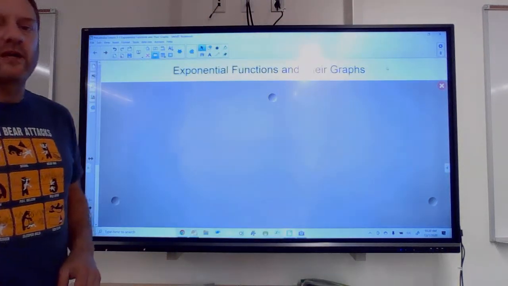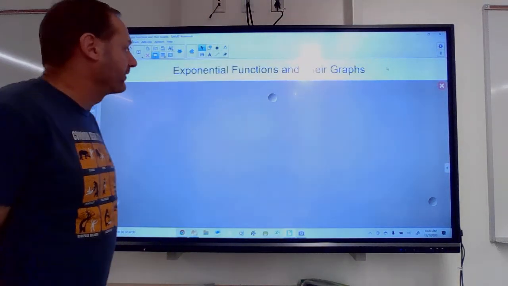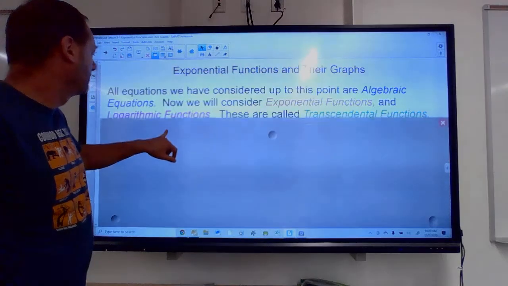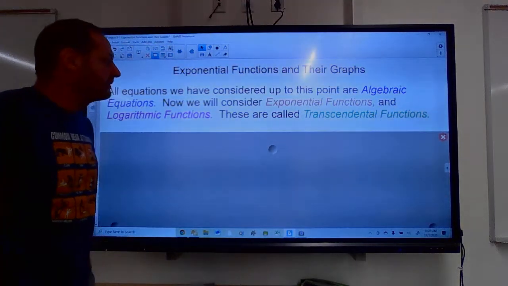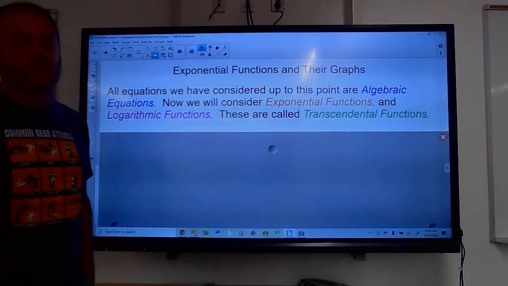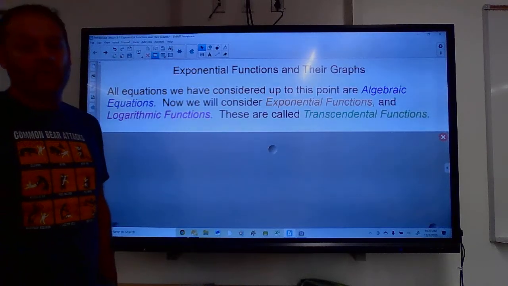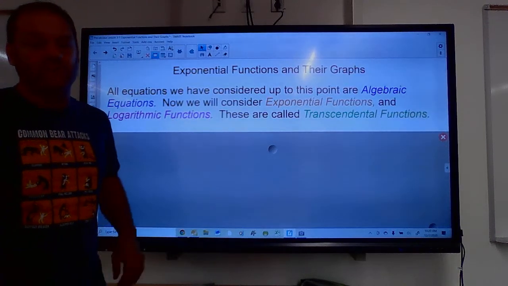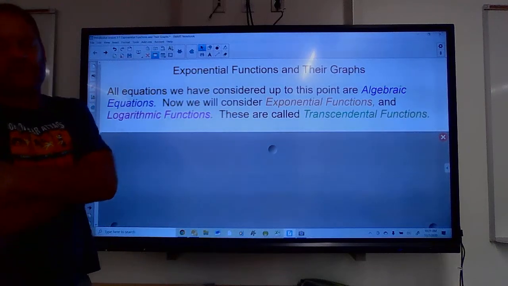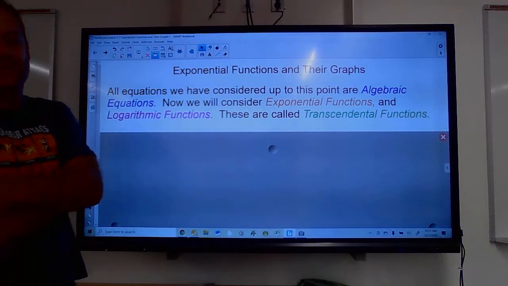All right, today we're going to talk about exponential functions and their graphs. So all equations we have considered up to this point are algebraic equations. Now we're going to look at exponential functions and logarithmic functions, and these are called together transcendental functions.